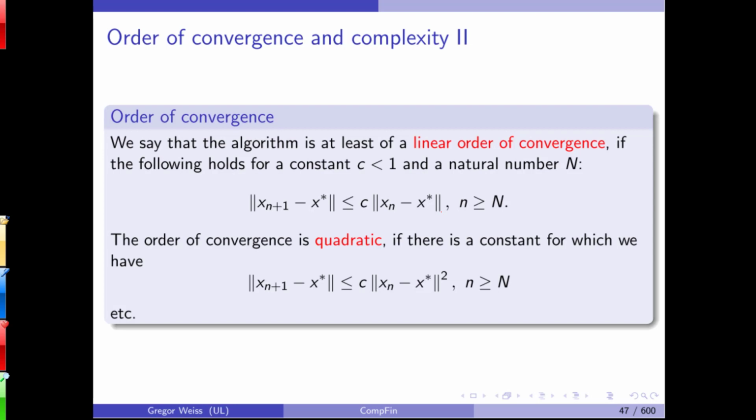More formally, we say that the algorithm is at least of a linear order of convergence if the following holds for a constant c and a natural number N. The difference in absolute numbers of xn plus 1 minus x star, so the absolute error in the n plus 1th iteration, is smaller than or equal to the error in the previous iteration, xn minus x star, times this constant c, for all following iterations n larger or equal than capital N.